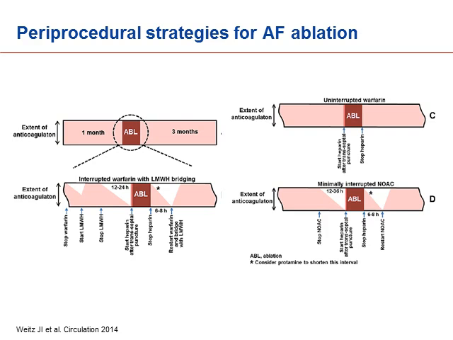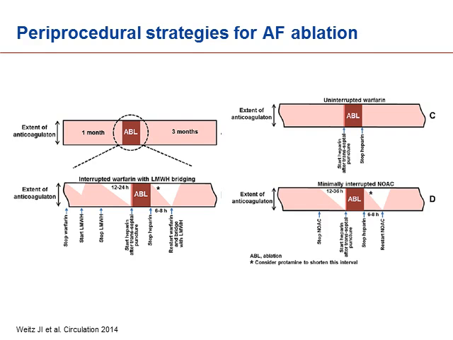There are several proposed strategies in patients undergoing ablation. One is interrupted warfarin with bridging with low molecular weight heparin, as you can see here, with an interruption of 24 hours before and after when bridging with low molecular weight heparin. Another strategy is uninterrupted warfarin. And finally, the third strategy is minimally interrupted non-vitamin K oral anticoagulants, interrupted for 12 to 24 hours before and after the procedure.